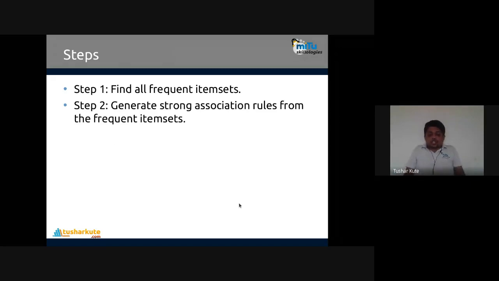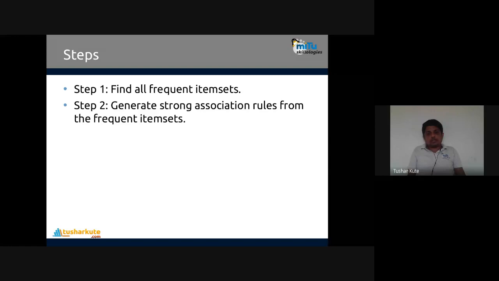So how does the algorithm actually perform the operation? We'll see generalized steps, and then the types of algorithm, and the commonly used algorithm which is used to generate association rules in many different kinds of situations. Step number 1, find all frequent item sets. Frequent item set, frequency of item. Frequency means out of all the transactions, how many times the item is present. That's called the frequency of the item set.